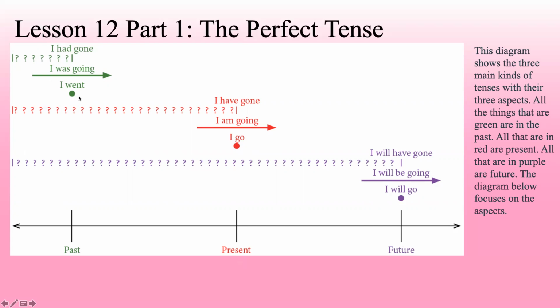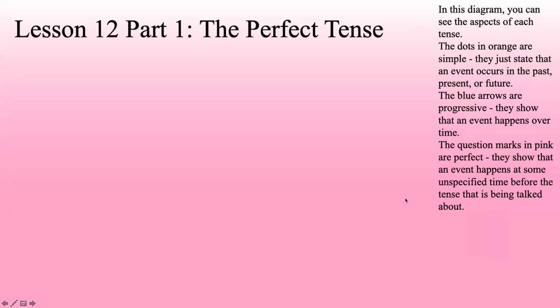All of our past tenses, we have a past perfect, a past progressive, and a simple past. Here we have all of our present tenses, which is a present perfect, a present progressive, and a simple present. Then we have all of our future tenses. We have our future perfect, our future progressive, and our simple future.